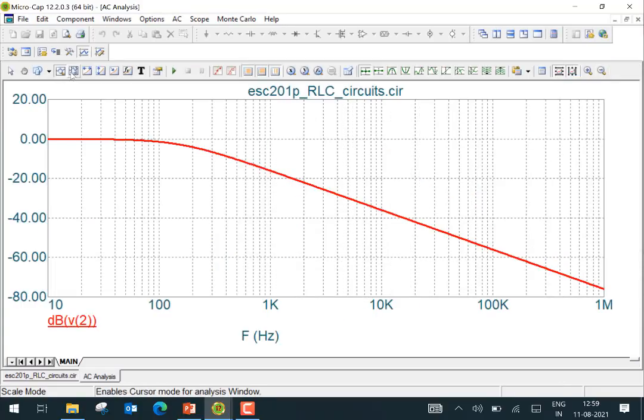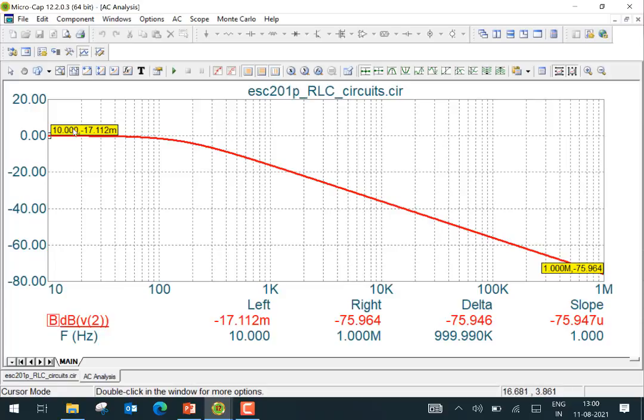Let's enable the cursor. Note that the gain here is almost negligible, in milli here, so very close to 0 here. So to find the 3 dB frequency, we have to find a point which is 3 dB lower than this here. So let's do that.